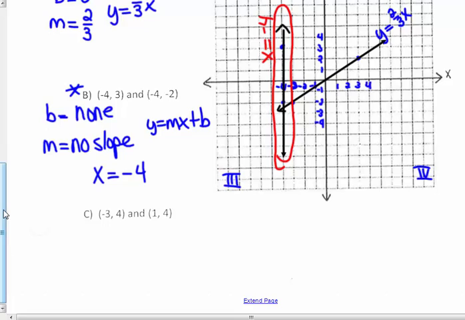C, my last points here. -3, 4. It's being popular over here in the second quadrant. -3, 4, and 1, 4. So my y equals 2/3 x there.